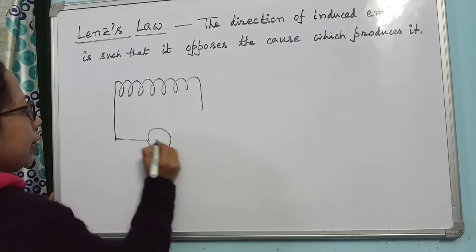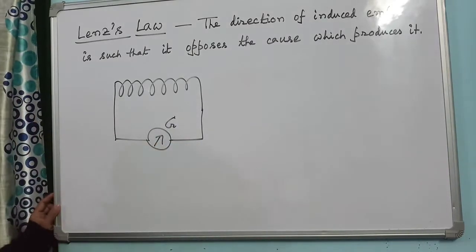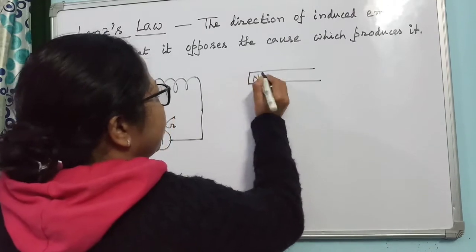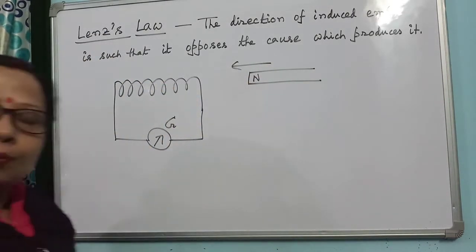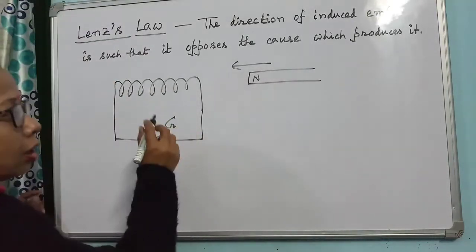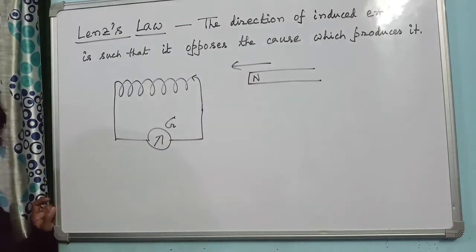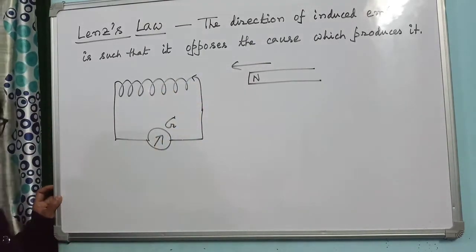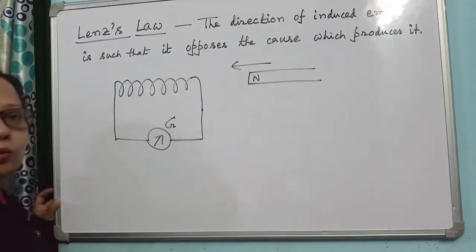We have taken a coil whose two ends were connected with a galvanometer, and we were bringing a north pole towards it. Then, I hope you can remember, I drew in the diagram that the current will be in this direction. Now how did I say to you that the current will be in this direction? You have to understand that. So, let us find out.